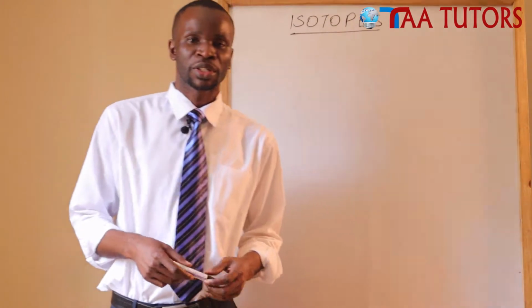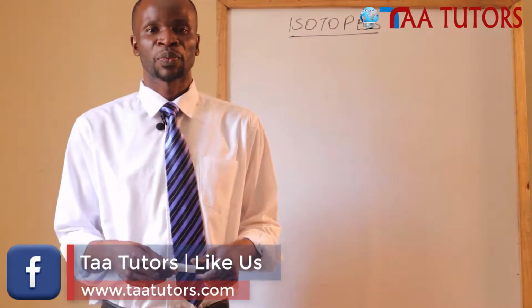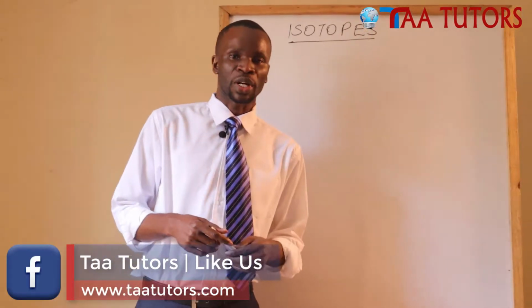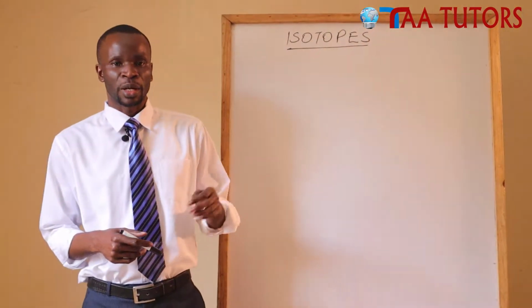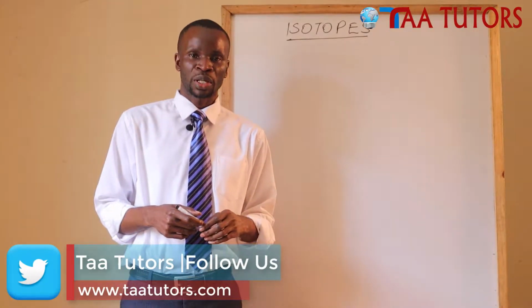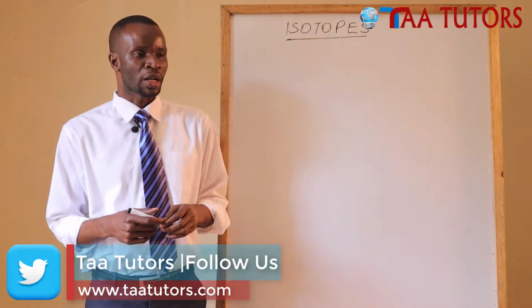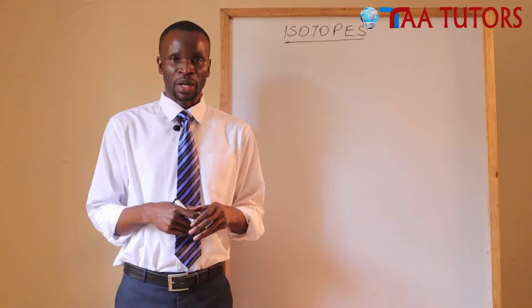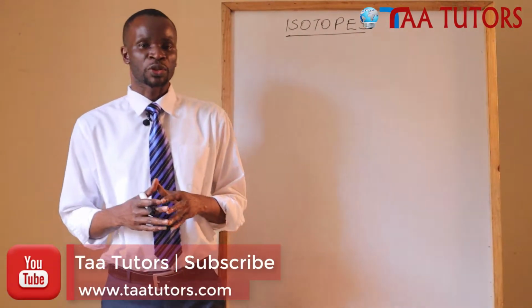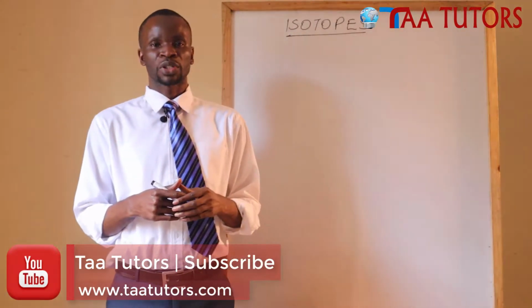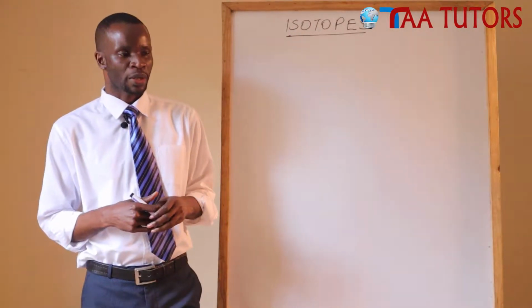Welcome, viewers. This is Mr. Odingo. Today I want us to move from the last chapter we discussed, that is atomic number, mass number, and atomic symbol. I want us to move forward to look at what we call isotopes. Now that we know what an atomic symbol is, we can understand what isotopes are.